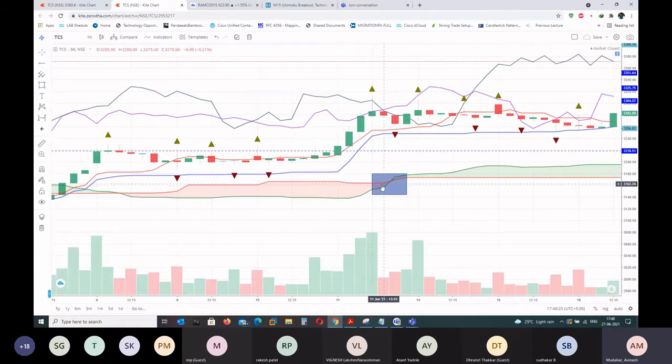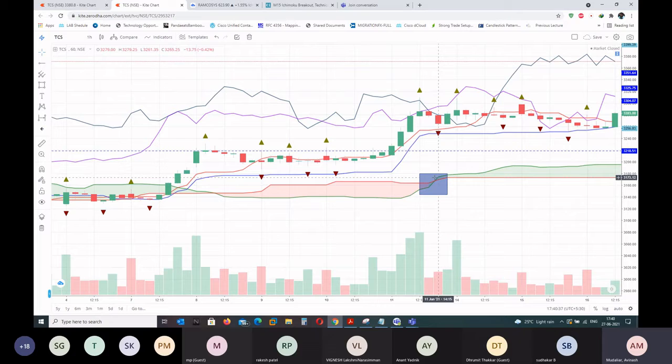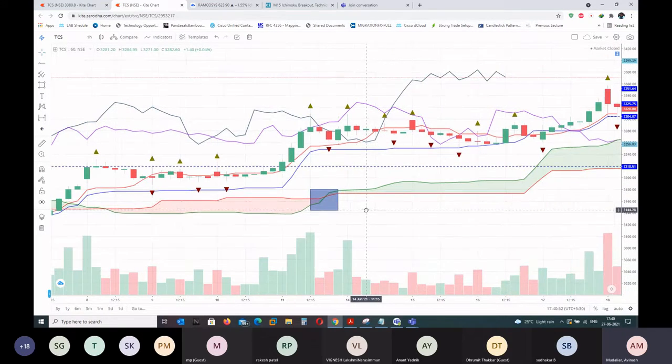So when this crossover happens, it is called Kumo twist. It is called Kumo twist in the native language. So when someone is saying Kumo twist, don't get confused. It's nothing but the clouds having a crossover. Here it is showing green color, so it means Span A is above Span B, meaning the trend is positive. It's an indication stating the trend is bullish.